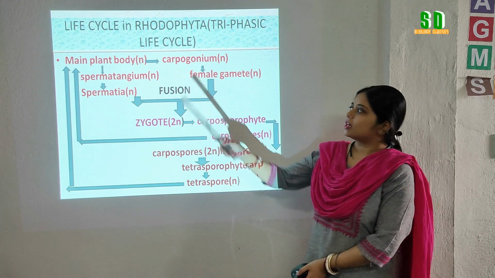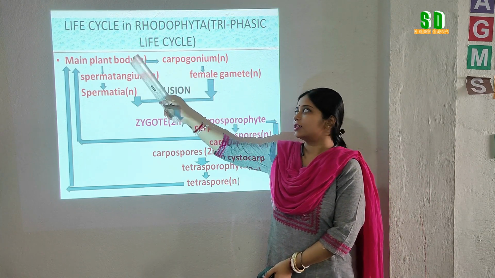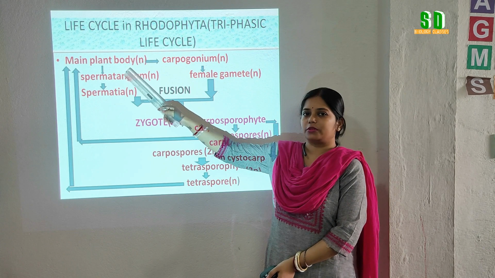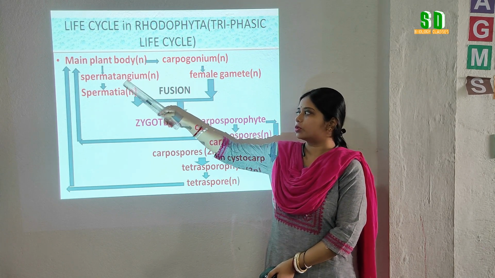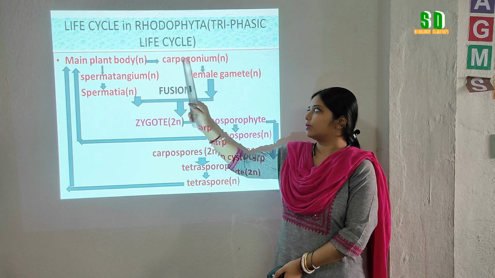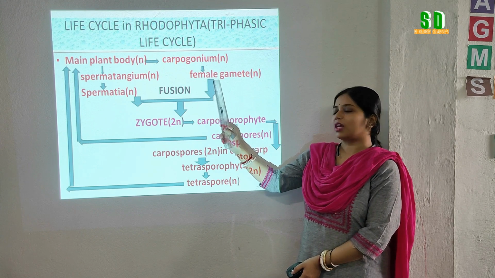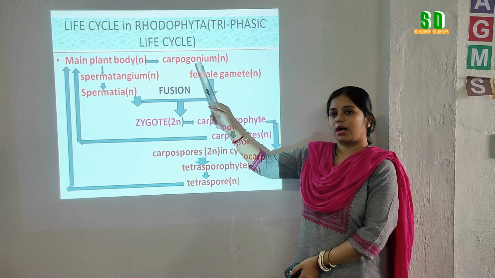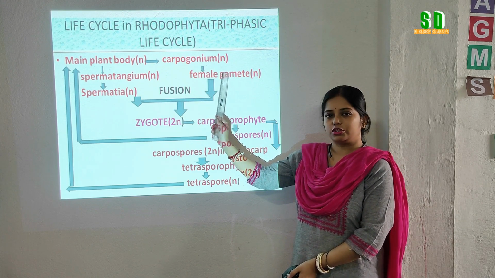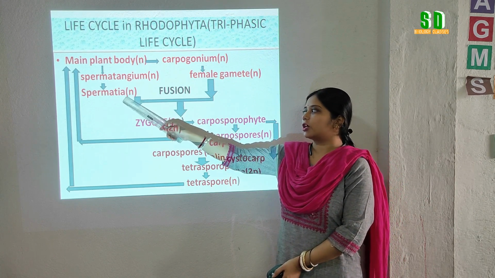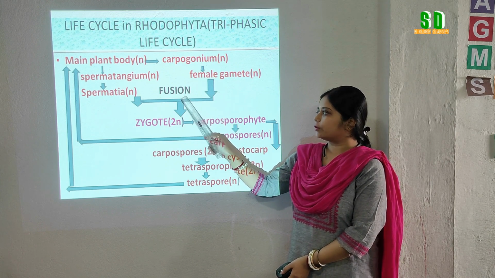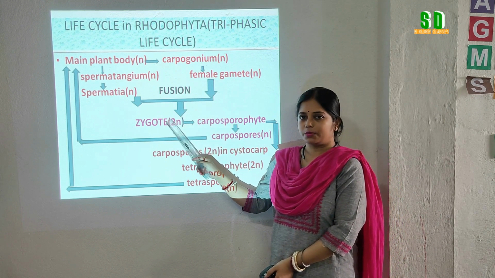biphasic life cycle. The main plant body in Rhodophyta is the gametophytic plant body, having a haploid number of chromosomes. During sexual reproduction, the main plant body can produce the male gamete, spermatia, within the spermatangium and the female gamete within the carpogonium. The female gamete is the egg cell, which is produced within the carpogonium. Both of them are non-motile, but the female gametes are larger in size. The spermatia, with the help of the water current, come and fuse with the female gamete, and after fusion the zygote is formed, that is diploid in nature.